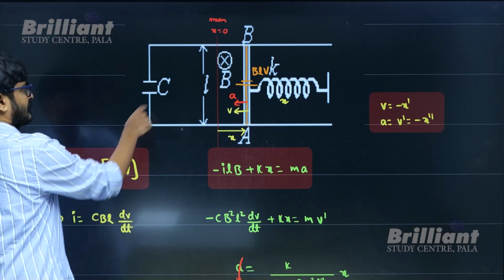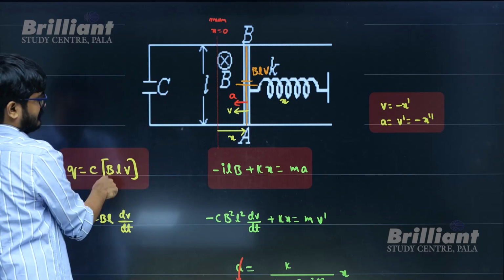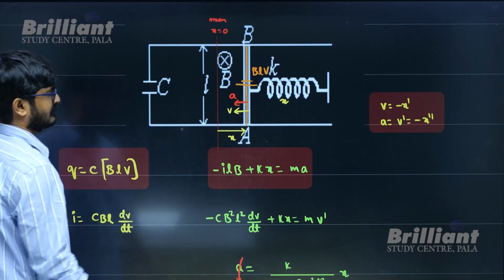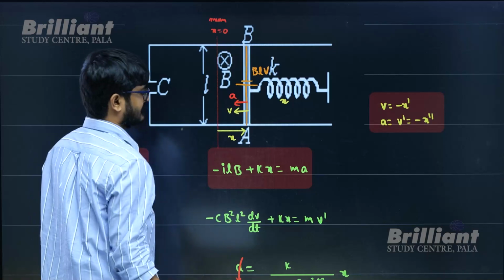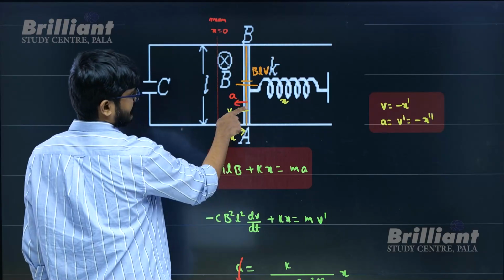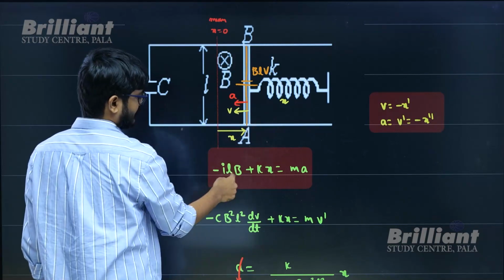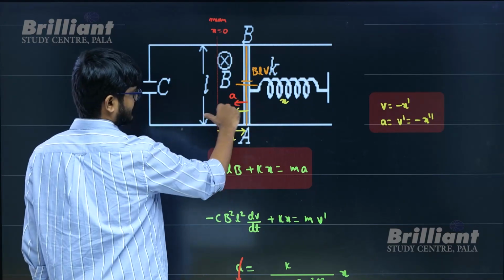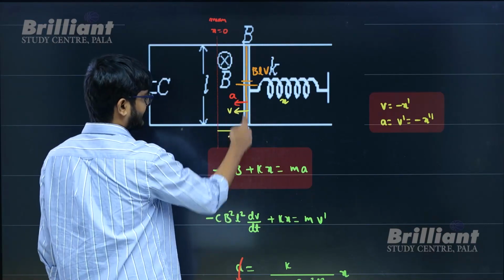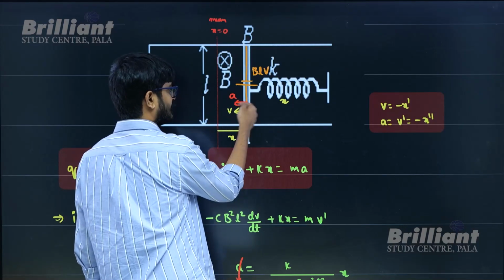So the charge here will be C into the potential difference, that is BLV. BLV is the potential difference, right? Now similarly, net force equals mass times acceleration. If I write, the spring force is K into x and the magnetic force is I L cross B, that is I into L into B in this direction. So the net force in this direction equals mass times acceleration. Now what I did, I assumed the directions already. Now what does this say? X is in this direction, V is in this direction, A is in this direction.